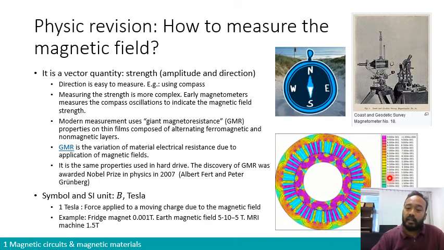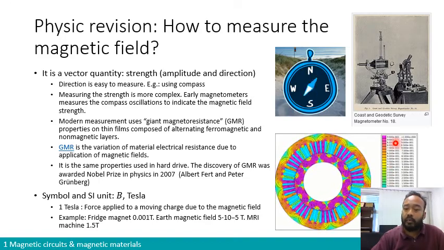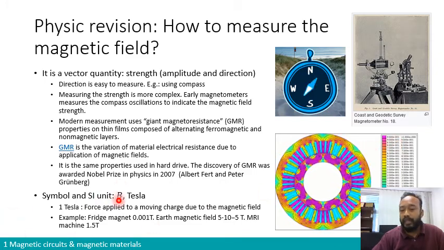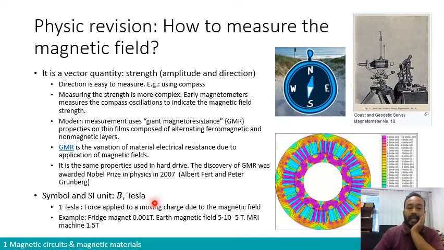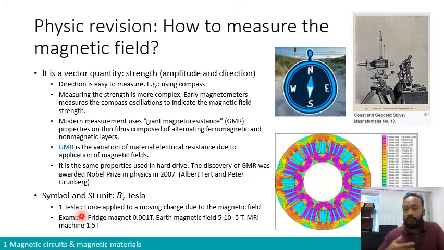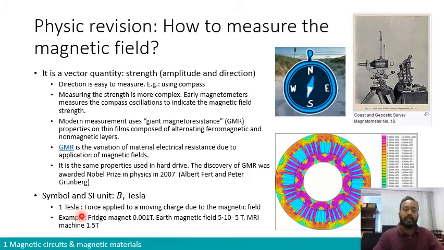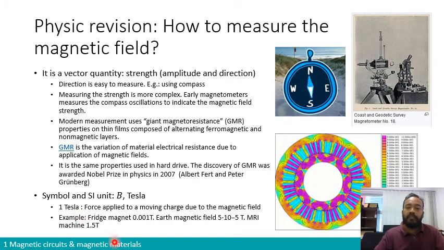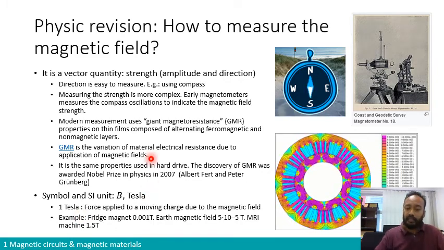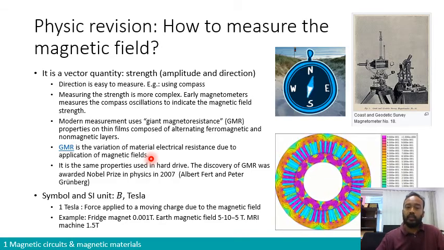So what is the symbol and unit in which it is measured? The symbol is B, magnetic field B, and the SI unit to measure it is the Tesla. So what is defined by 1 Tesla? 1 Tesla defines the force that is applied to a moving charge due to the magnetic field, right? So 1 Tesla is equal to the force on a charge moving inside a magnetic field.